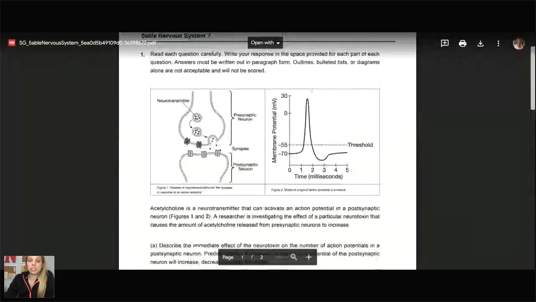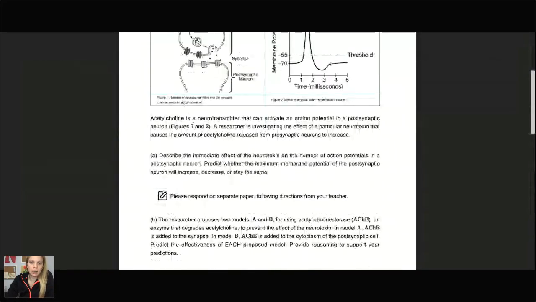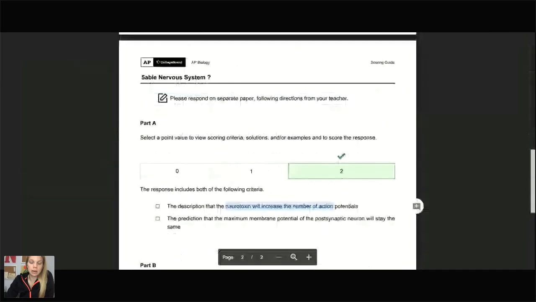These action potentials don't change. They don't, because there's only so much charge that can go through here. But in terms of this part, the neurotoxin will increase the number of action potentials.